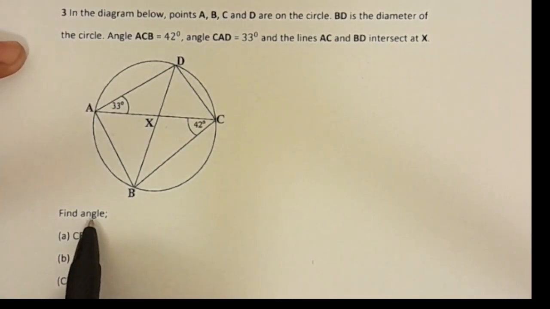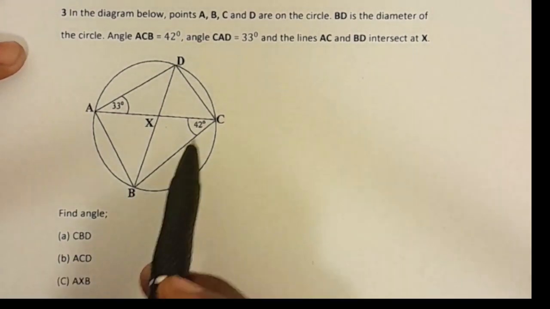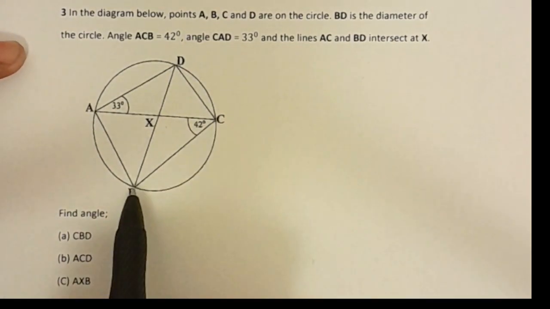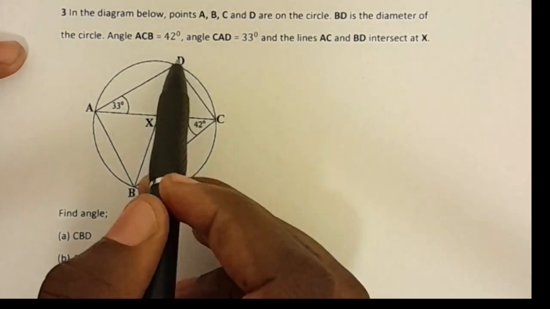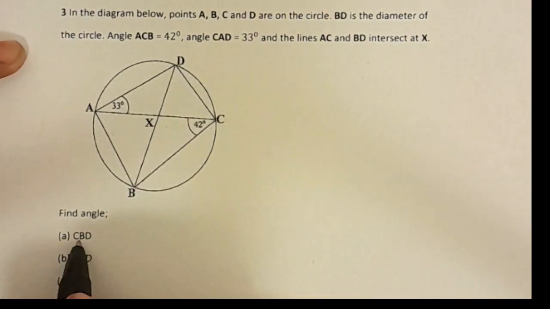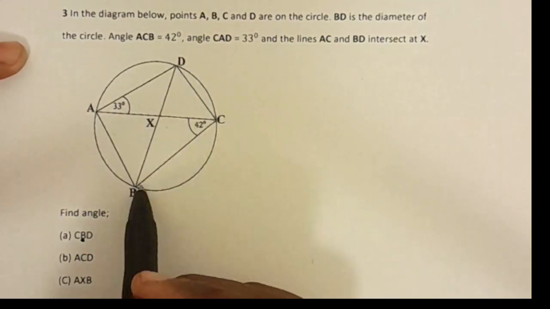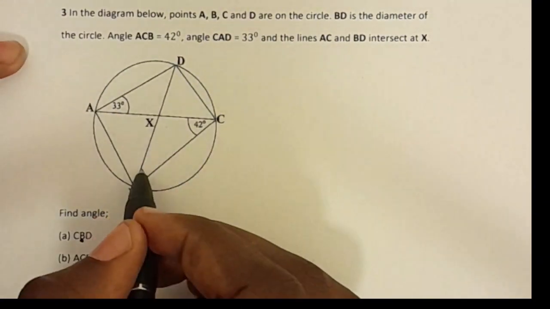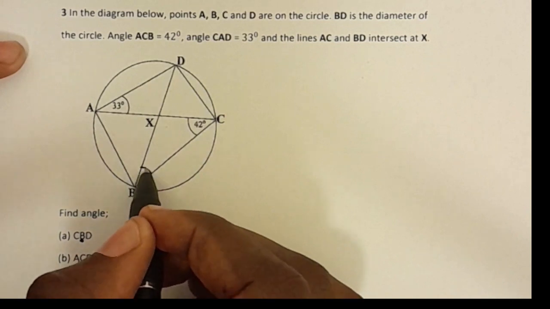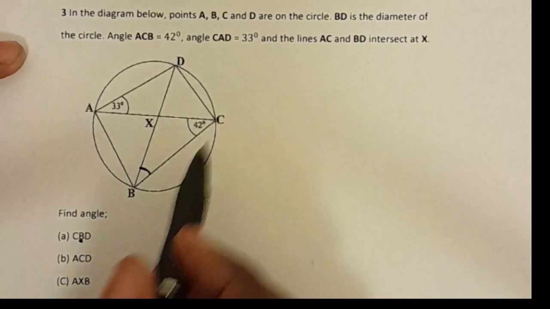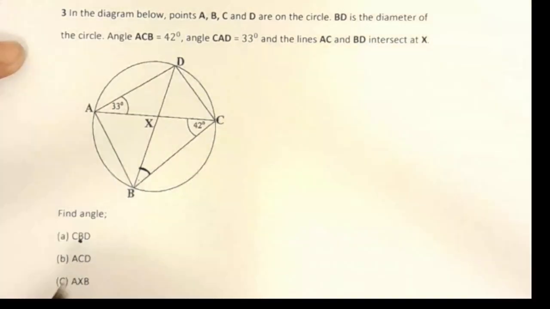Find angle CBD. The vertex, the middle letter, indicates the vertex where the angle is lying. So when they say CBD, the angle they are talking about is this one here. So they want us to find this angle here.